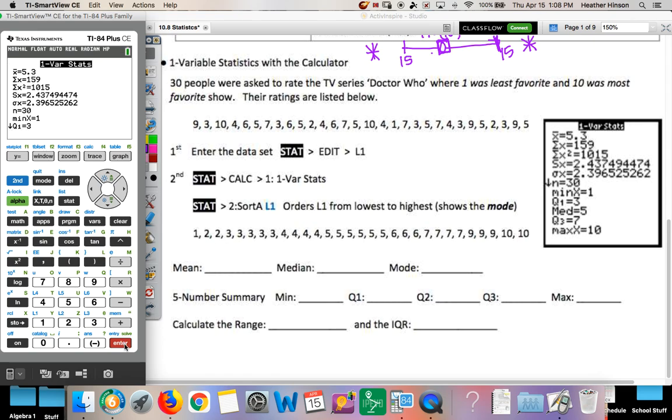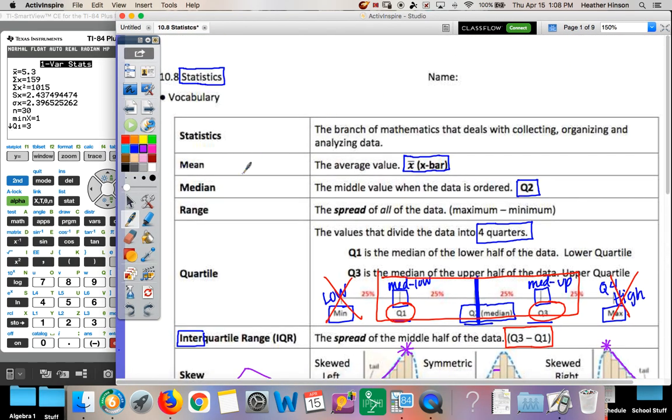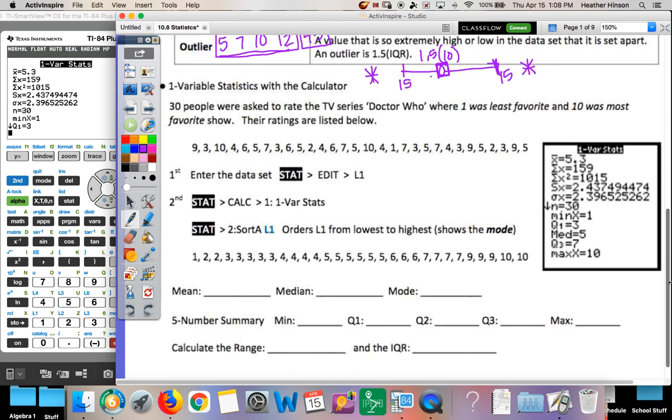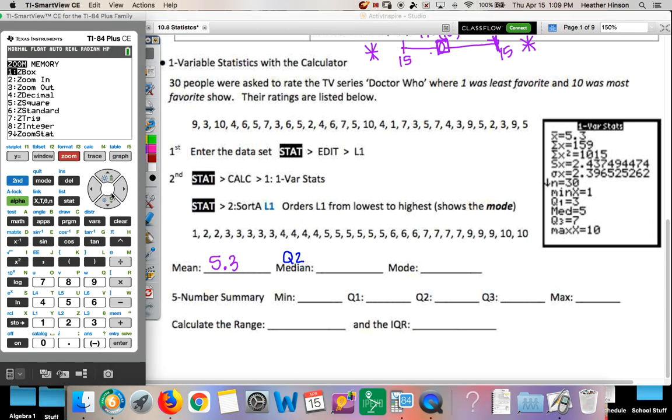So calculate that, and you'll get this big long list of numbers. Everything in here means something. The ones we're going to focus on are this X bar, this first one. And if you remember back in the vocab, that X bar means our mean. This is your average of all of those numbers. So our mean is 5.3. Your median, for that, you're going to look at Q2. Q2 is also our median.